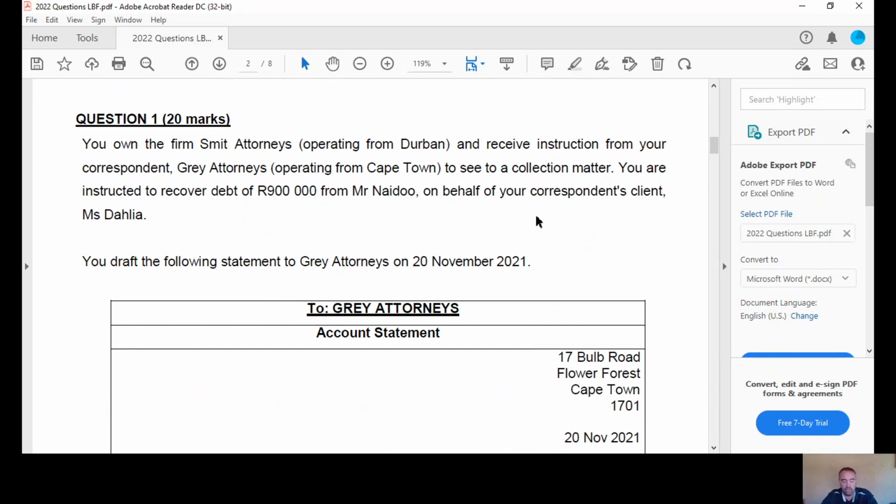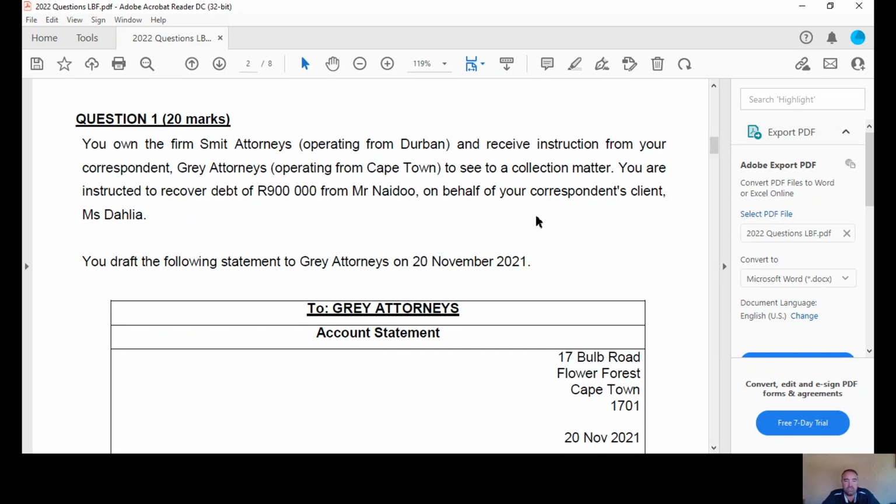So question 1 says, you own the firm Smith Attorneys operating from Durban and receive instruction from your correspondent Gray Attorneys. So remember, Gray Attorneys is actually your client. No matter what they instruct you to do, you don't open those guys. Gray Attorneys is your client, operating from Cape Town, to see to a collection matter. You are instructed to recover debt of 900,000. Okay, so remember, that doesn't mean you have recovered debt of 900,000. It just says that's the amount that you are recovering.